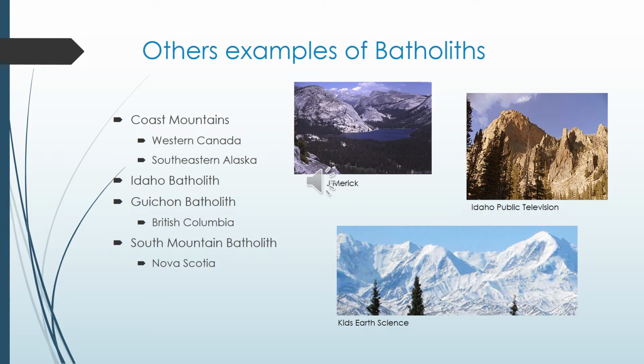There are many other examples of batholiths. There's the Coast Mountains in western Canada and southeastern Alaska. There's the Idaho batholith, the Guichon batholith, which is in British Columbia, and the South Mountain batholith, which is in Nova Scotia.